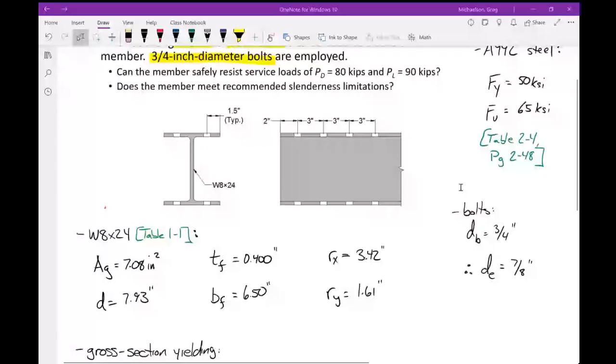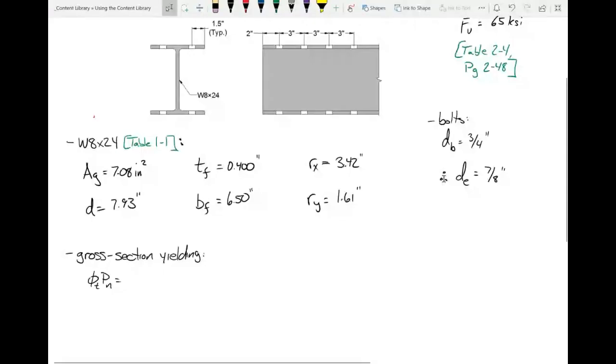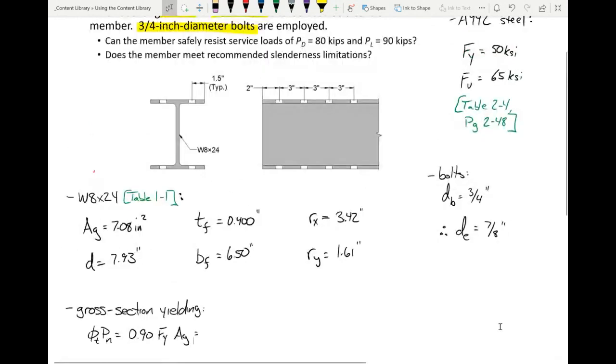So the gross section yielding capacity is 0.9 FY AG. Do we have all those values? Looks like we do. We've got the FY, which is 50 KSI, and we've got the AG, which is 7.08. So 0.9 times 50 KSI times 7.08 inches squared. What are we getting here?